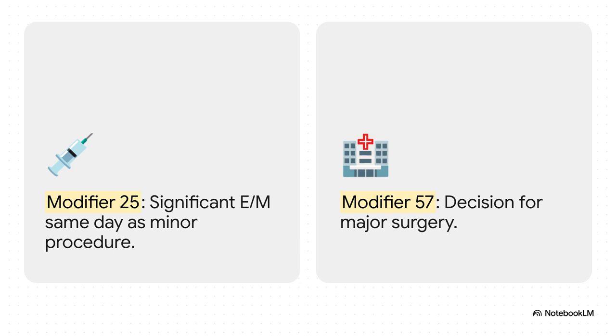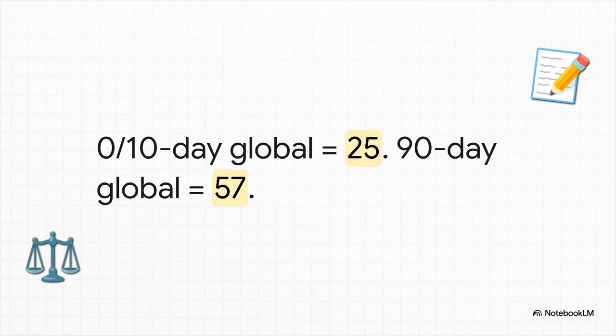The distinction here is absolutely critical. For that minor joint injection, we're going to use modifier 25. Now, you've got to know this one is heavily audited, so you absolutely need clear documentation of a significant, separately identifiable E&M service. On the flip side, modifier 57 is strictly used when an E&M results in the decision to perform a major surgery. So what does this all mean for you?